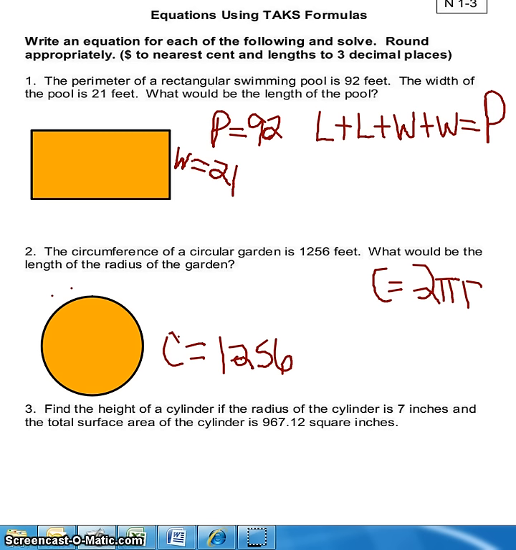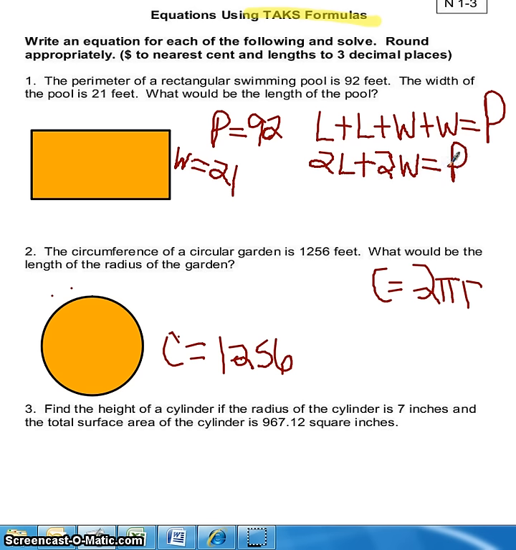So on the first problem, we have a perimeter of a rectangular swimming pool that is equal to 92 feet. The width of the pool is 21 feet. So what would be the length of the pool? Remember, this is using TAKS formulas. I know that if I were to look at my formula chart, I would have a formula telling me 2L plus 2W will give me my P, my perimeter.